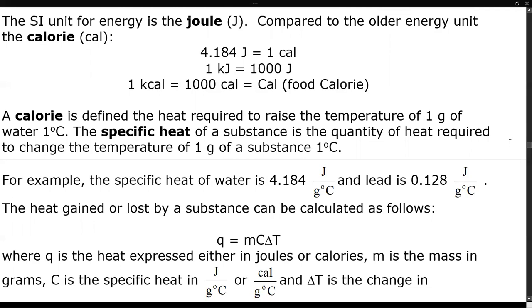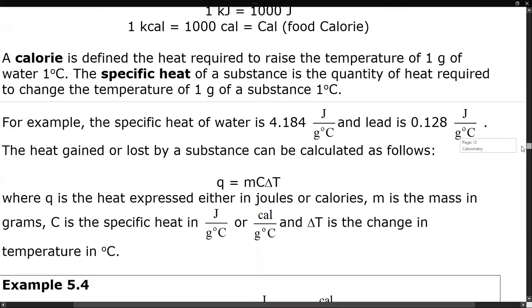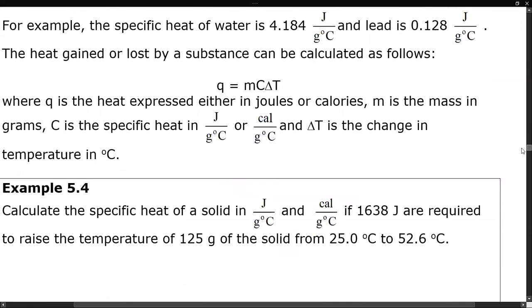But we can calculate that heat gained or lost using the equation Q equals mc delta T, where Q is the heat expressed in joules or calories, m is the mass in grams, c is the specific heat in joules per gram degree Celsius, or calories per gram degree Celsius, and delta T is the change in temperature in degrees Celsius. That brings us to our problem. We want to calculate the specific heat of a solid in joules per gram degree Celsius and in calories per gram degree Celsius if 1,638 joules are required to raise the temperature of 125 grams of the solid from 25 to 52.6 degrees Celsius.